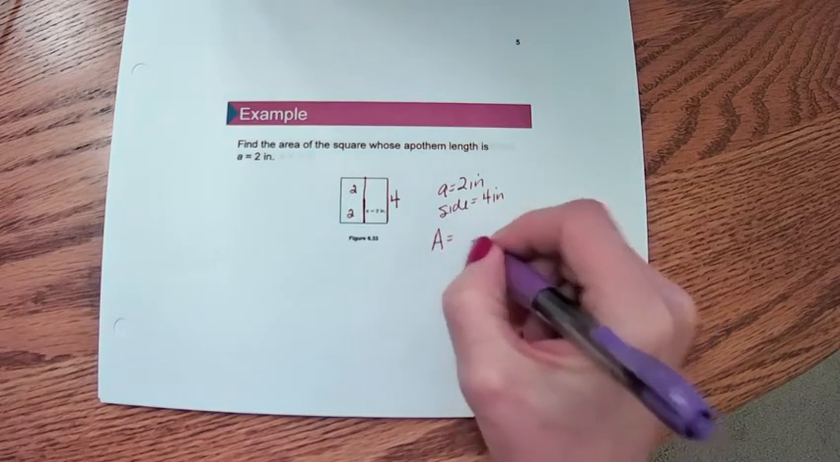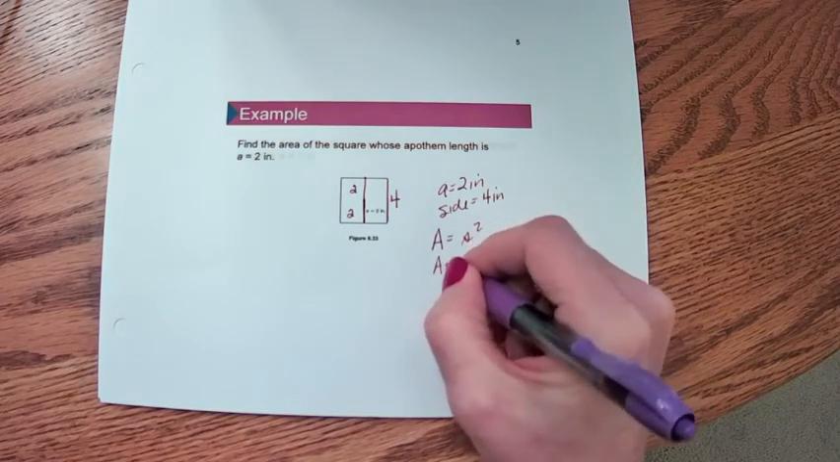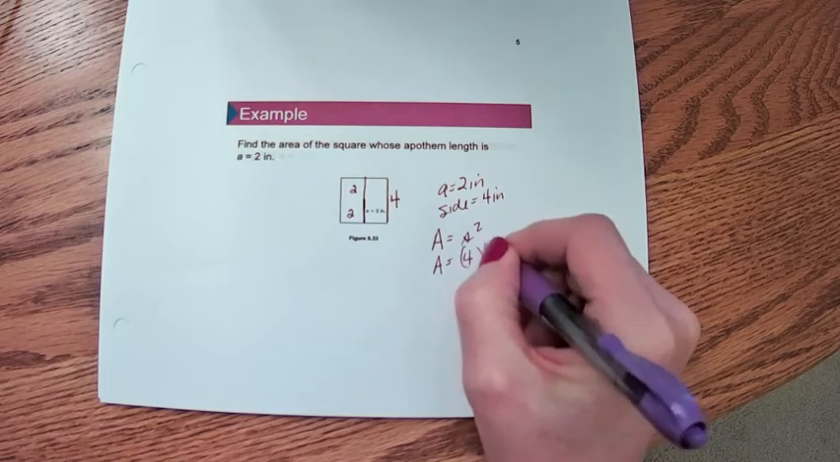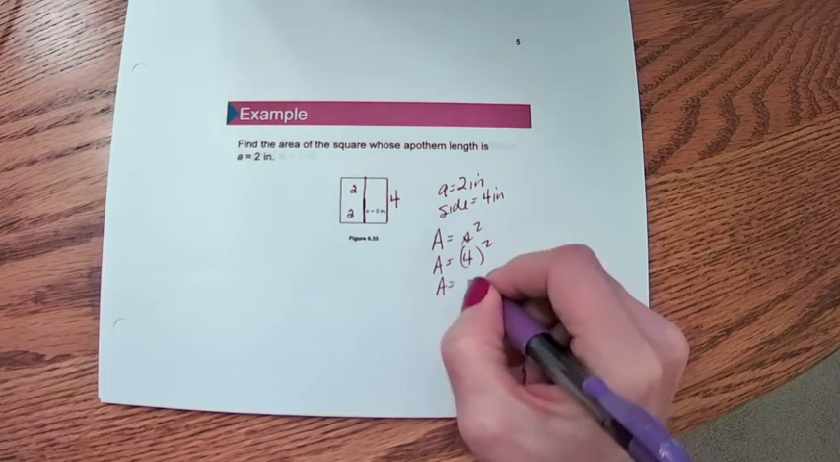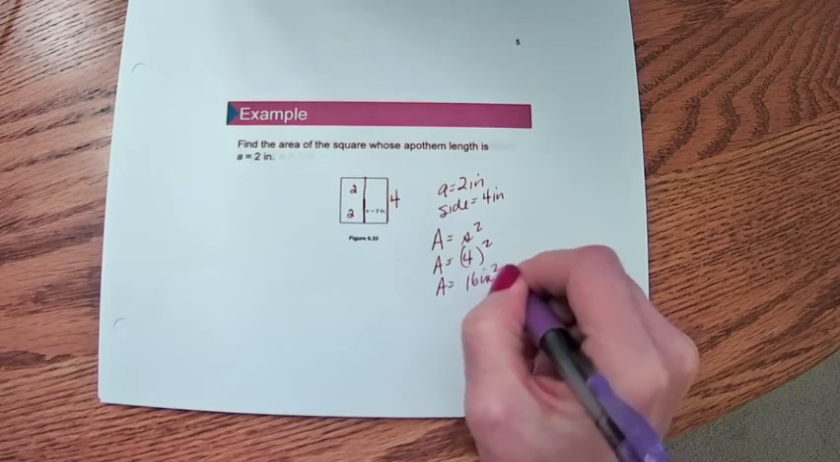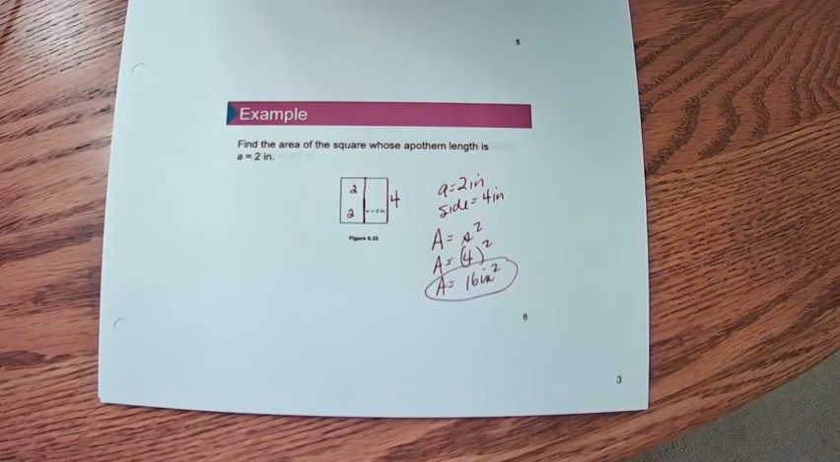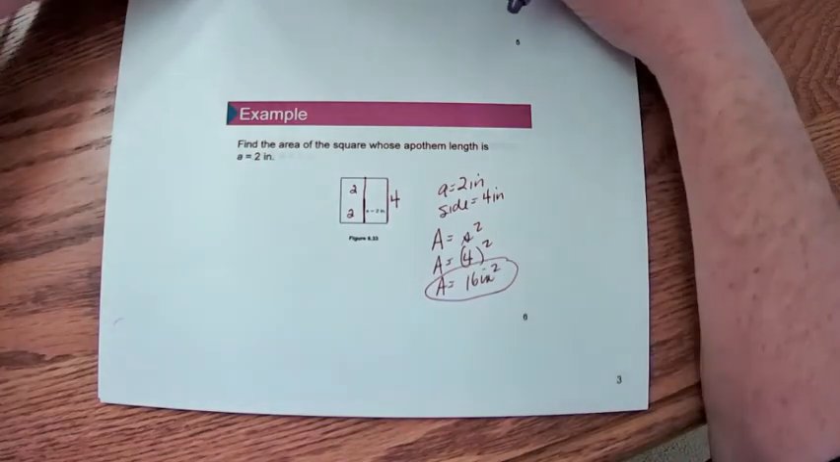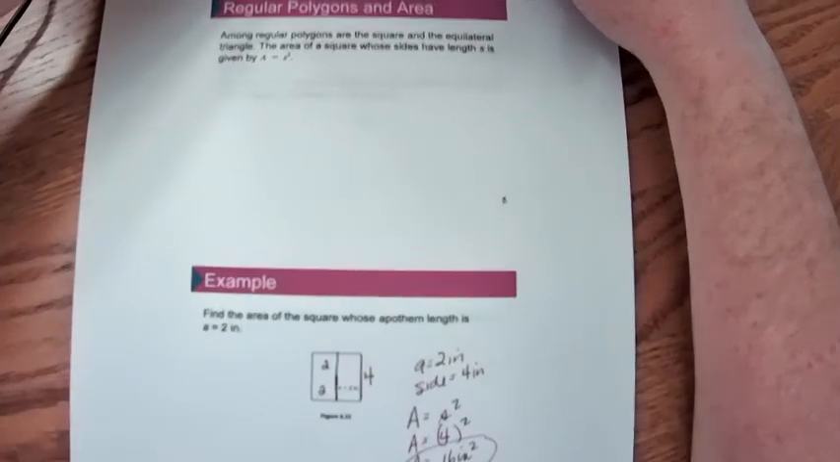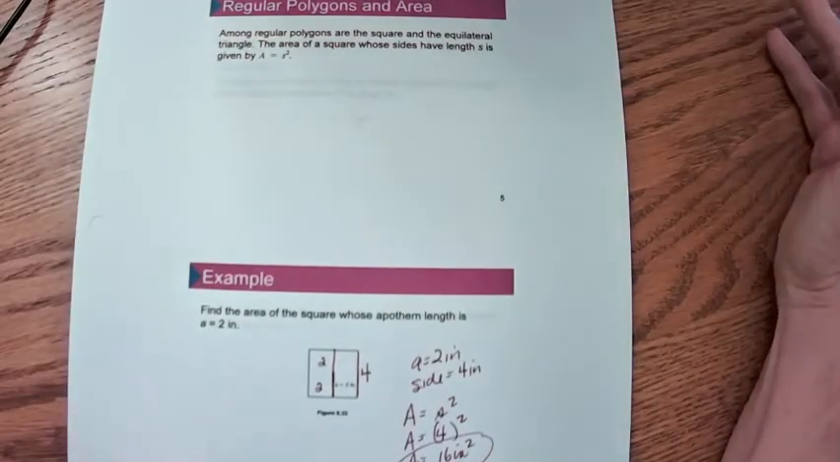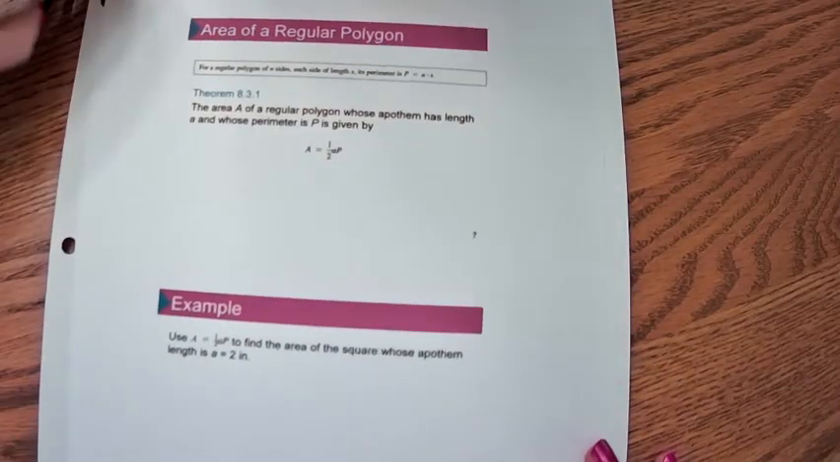And what is the area of a square? Side squared. Area is going to be 4 squared. The area would be 16 square inches. So rather than giving you the side length, they may give you the apothem length, but you can still calculate what you need.